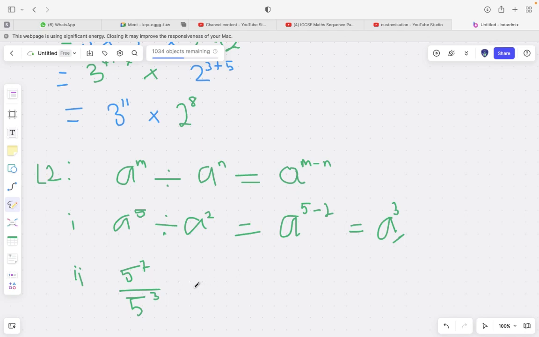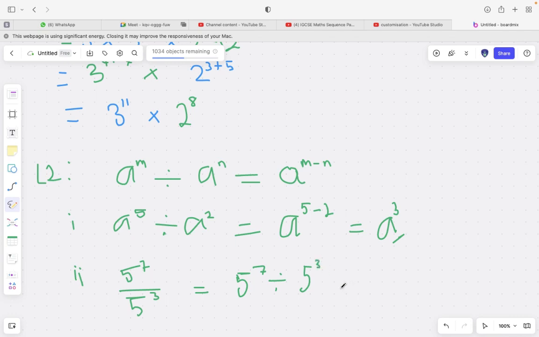You simply say, this is like division. It's just written in fractional form, or ratio form. They're the same. You can write it like this if you so wish: 5 to the power of 7 divided by 5 to the power of 3. It's the same as this.